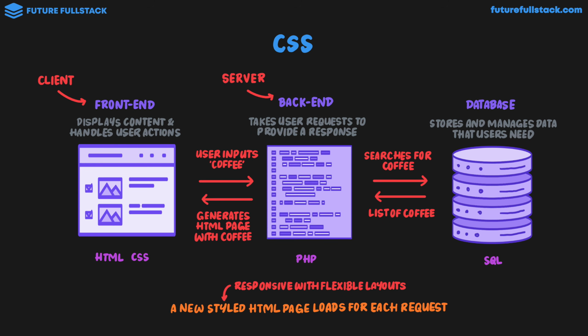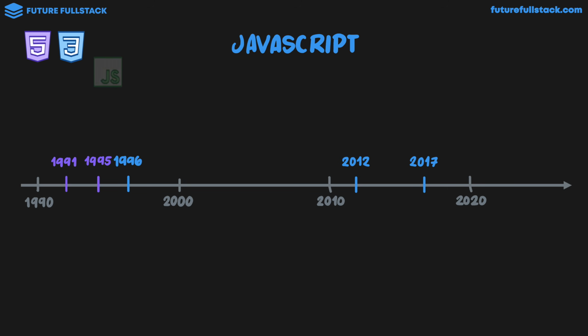Okay, so up until this point, we're able to make beautiful HTML and CSS pages. But every time we send a new request on Amazon.com, like searching for coffee, adding the coffee to our cart, a new styled HTML page has to load. So now let's go see what JavaScript is able to do.